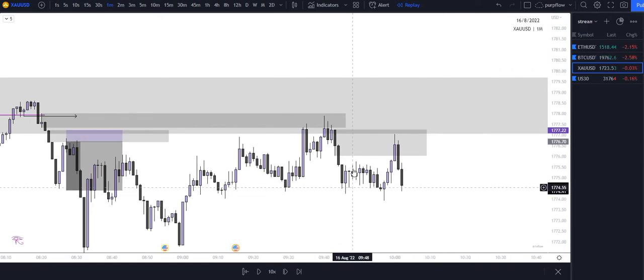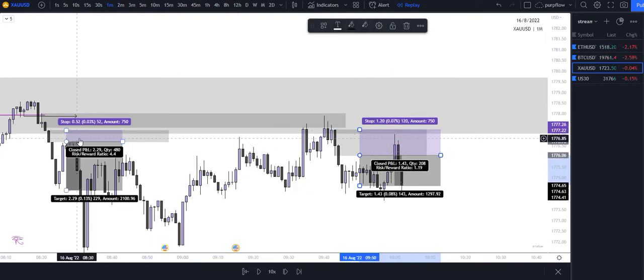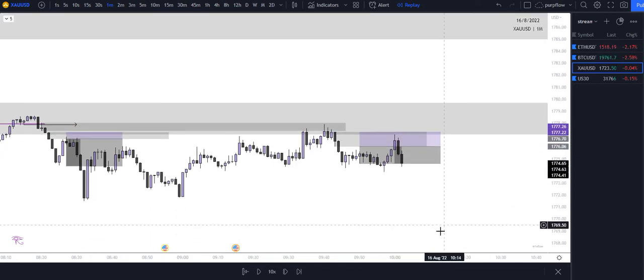Came down to these areas, broke this. We have this displacement as well. We talked about this area of supply, so we now have our next entry after our first entry was stopped out at break even after a 3-to-1. Or if it was stopped out, it was stopped out, right? Minus 1, so you end up getting a 2R.